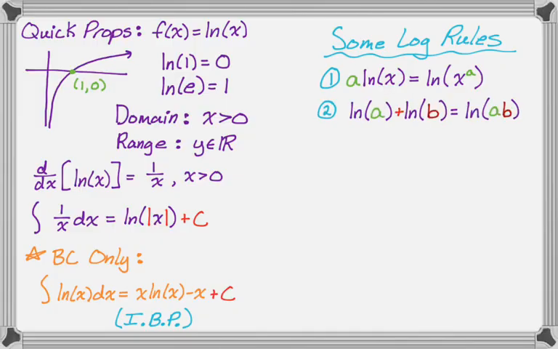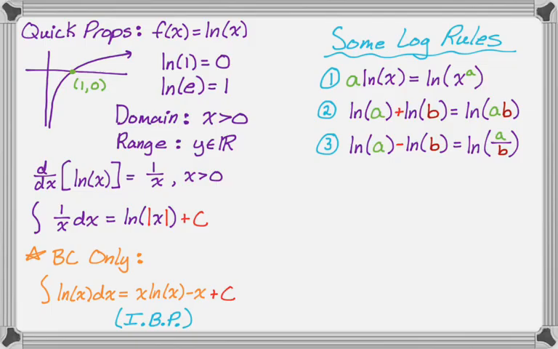The second property is that the natural log of a plus the natural log of b is equal to the natural log of a times b. That's one that you can use before you take a derivative. If you have a natural log of like 5x, you can make it the natural log of 5 plus the natural log of x and then go for it. The third rule actually gets used a lot. It's the natural log of a minus the natural log of b is equal to the natural log of a over b.